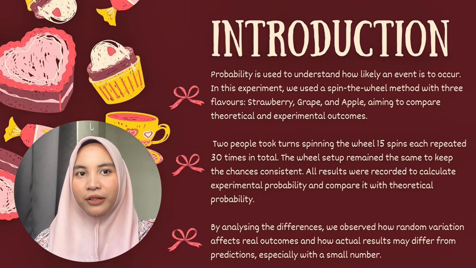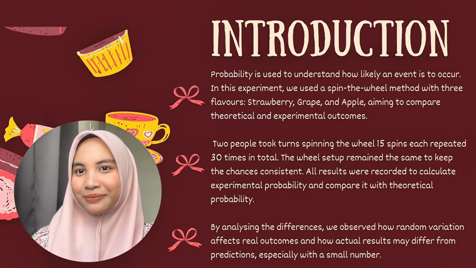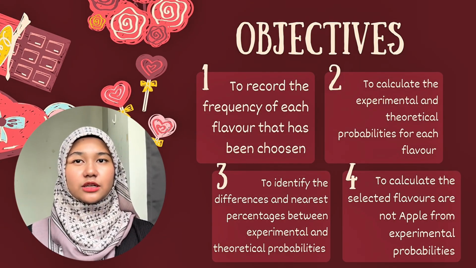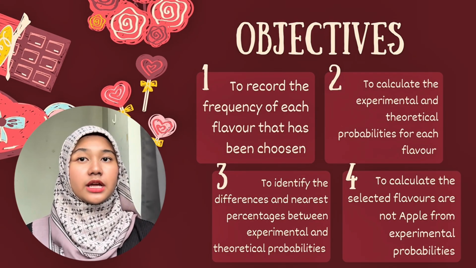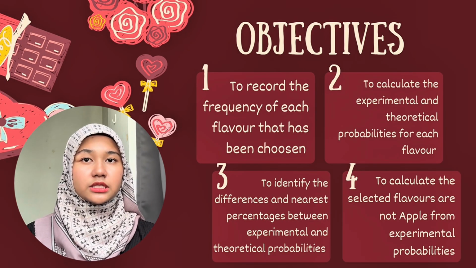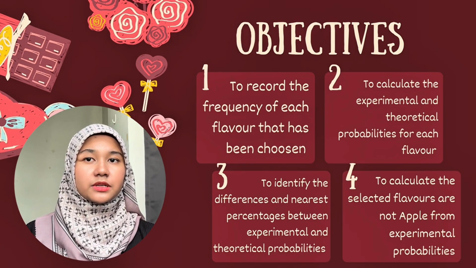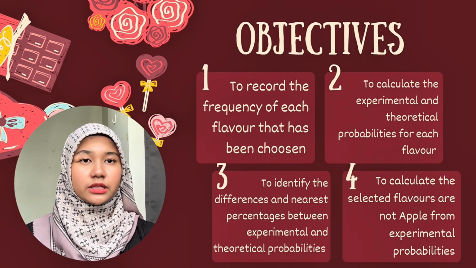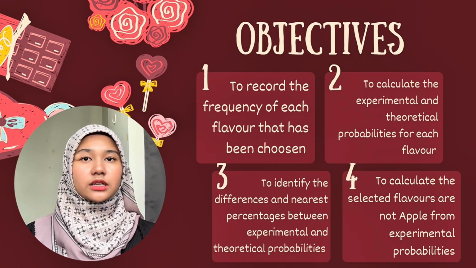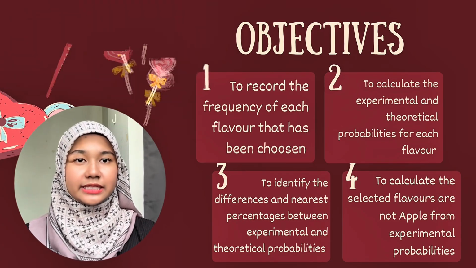By analyzing the differences, we observe how random variation affects real outcomes and how actual results may differ from prediction, especially with a small sample. For objectives, first, to record the frequency of each flavor that has been chosen. Second, to calculate the experimental and theoretical probabilities for each flavor. Third, to identify the differences and nearest percentages between experimental and theoretical probabilities. Fourth, to calculate the probability that the selected flavor is not apple from experimental probabilities.